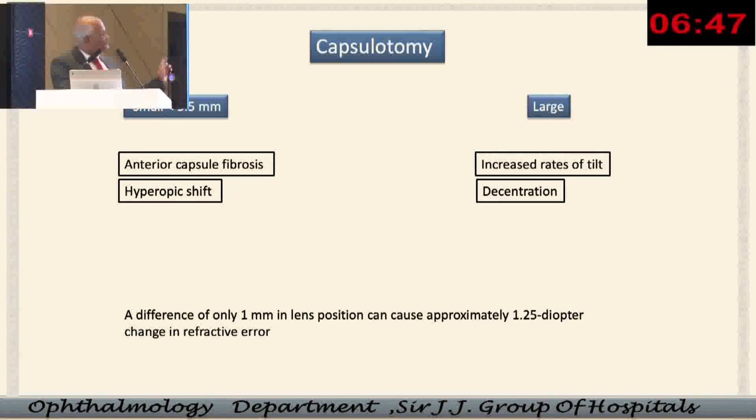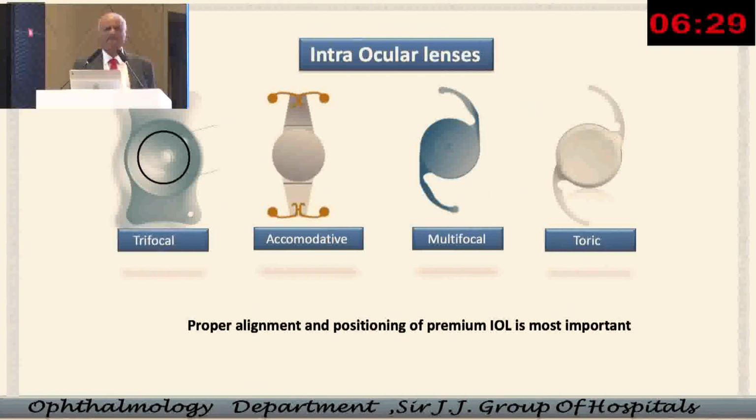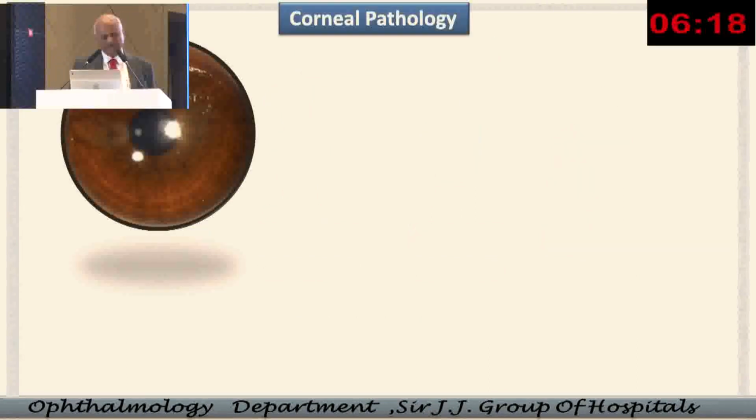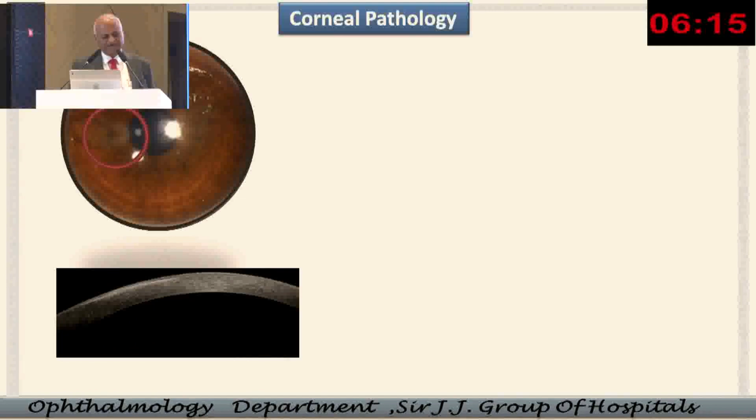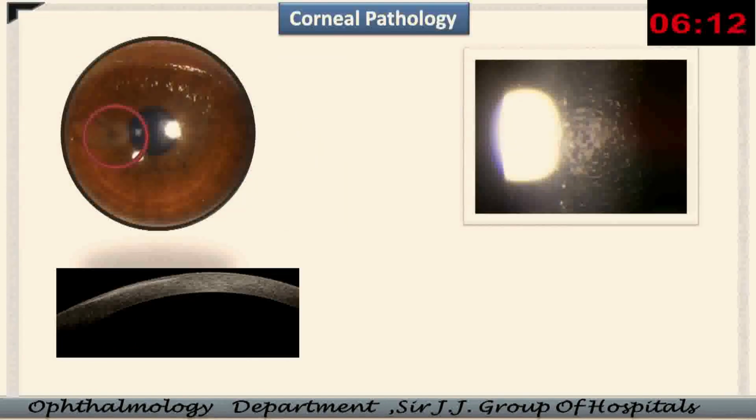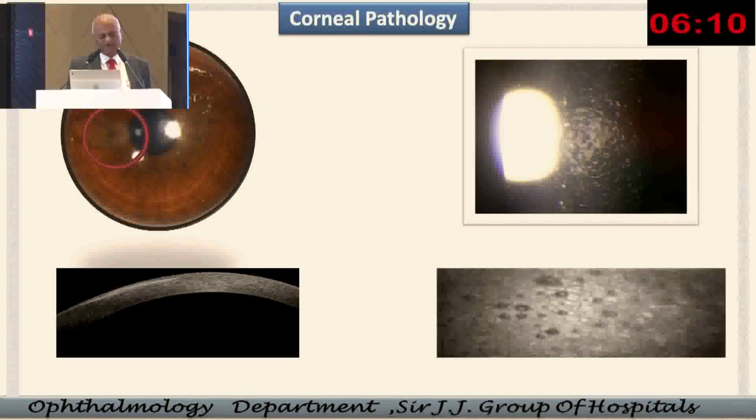See here, the lower line says that a difference of 1 millimeter in the lens position can cause approximately 1.25 diopter change in the refractive error. It means the effective position of the lens is very, very important whenever you are doing the premium lenses. Now there are so many premium intraocular lenses: the trifocal, accommodative, multifocal, toric, and now we are shifting gradually towards the EDOF. When there is a corneal pathology, that will also affect the visual outcome.